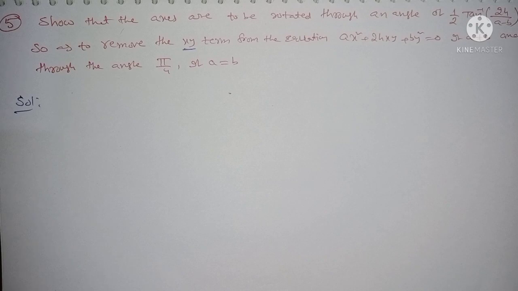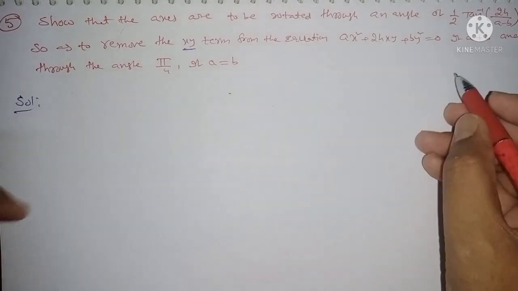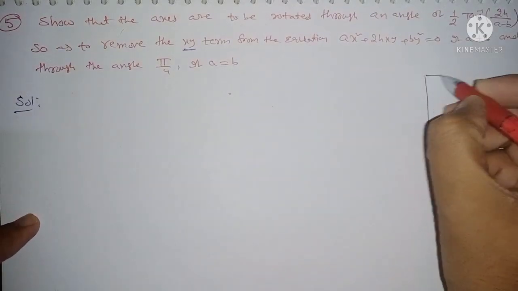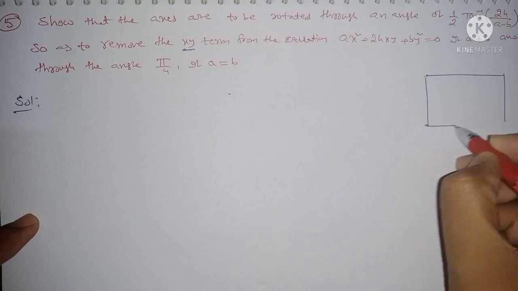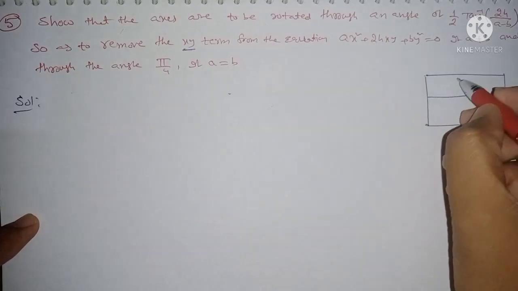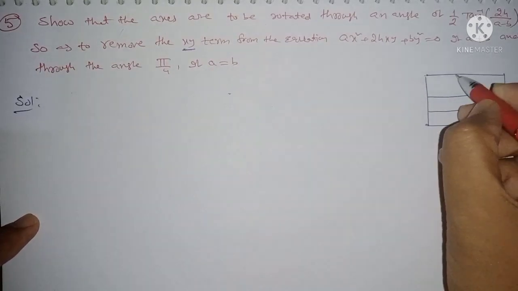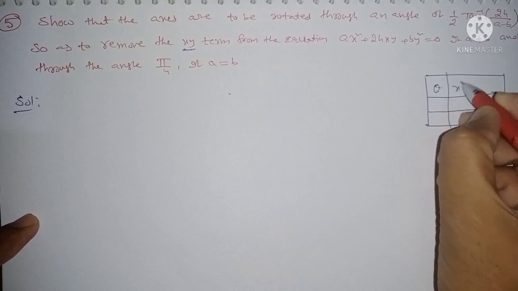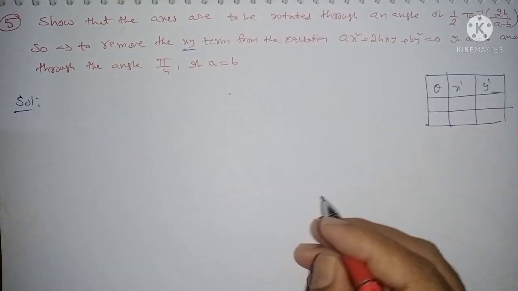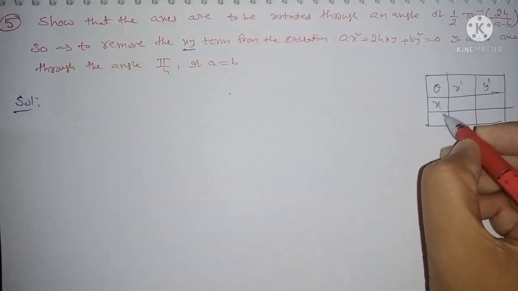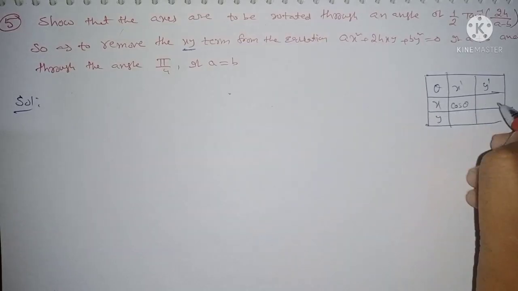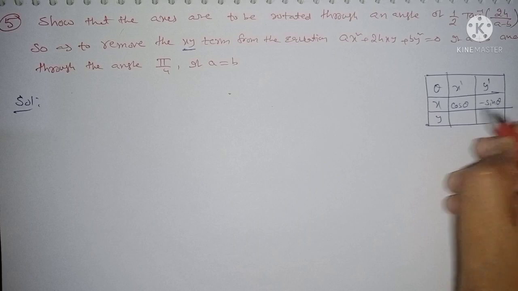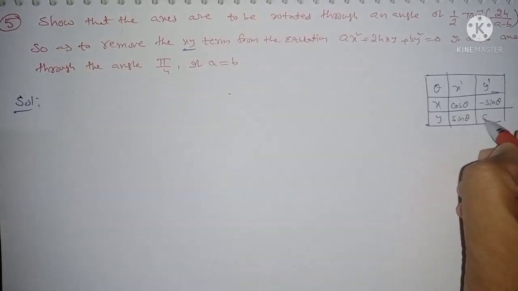Same, you can find the angle only. Therefore, for the angle and transformation of axes, you have the formula, the relation between theta and x, y and x dash, y dash. I am drawing here theta, x dash, y dash, and x, y. You can take here cos theta, minus sin theta, sin theta, cos theta.